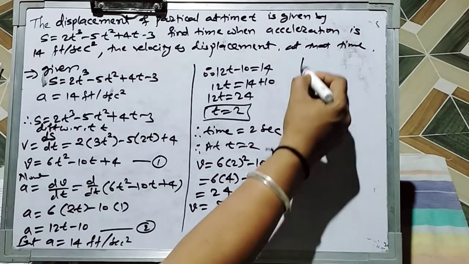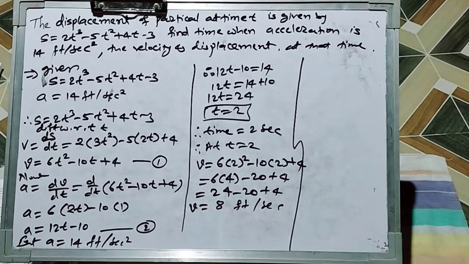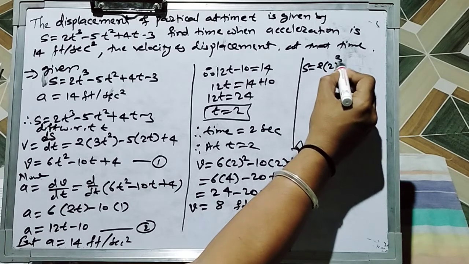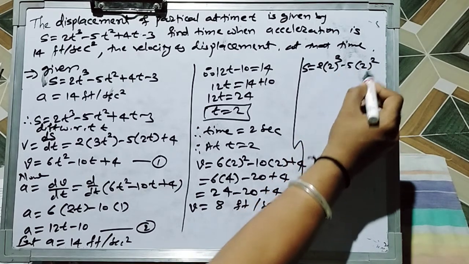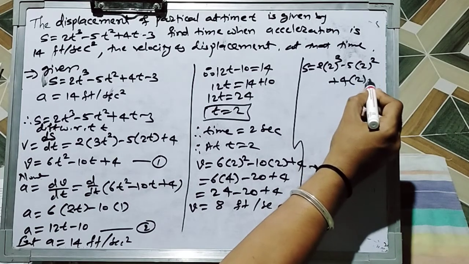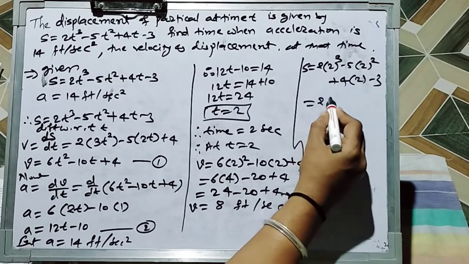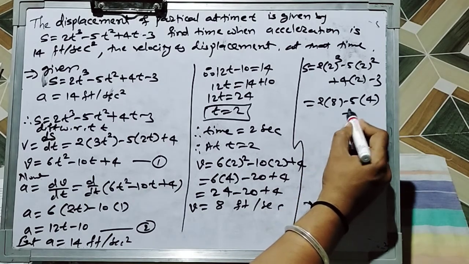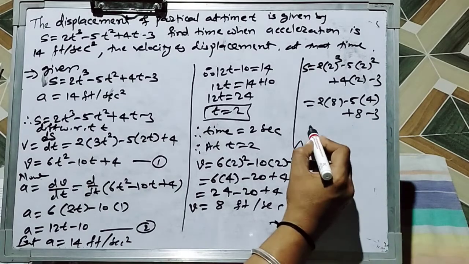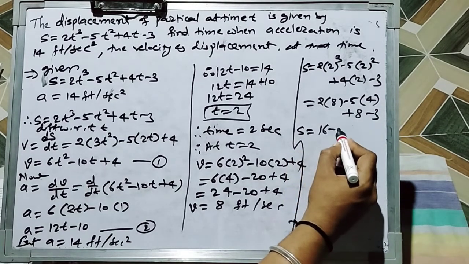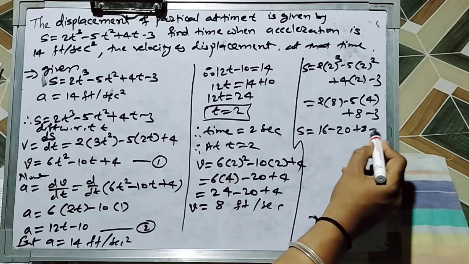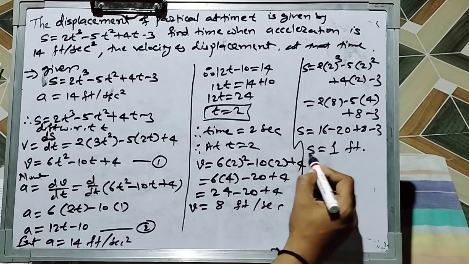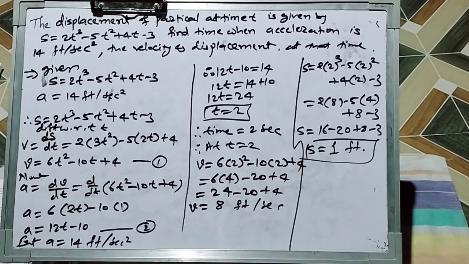Now we have to find displacement. Here displacement s equals 2 into 2 cubed minus 5 into 2 squared plus 4 into 2 minus 3. So this equals 2 into 8 minus 5 into 4 plus 8 minus 3. So displacement equals 16 minus 20 plus 8 minus 3. So this is simply equal to 1 foot. So displacement is 1 foot.